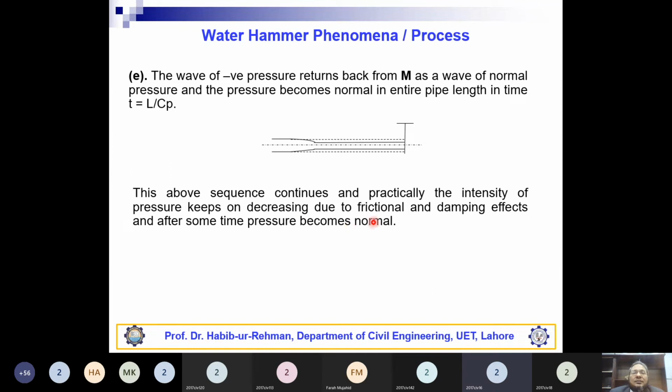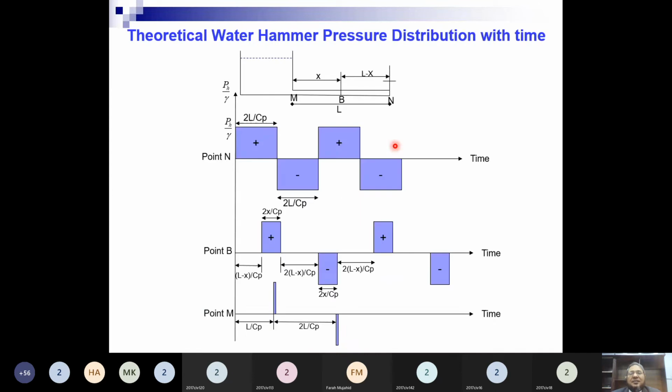Yes, sir. Now the main thing is that the above sequence continues, and practically the intensity of pressure keeps on decreasing due to frictional and damping effects. And after some time, pressure becomes normal in the pipe. This happens when we close a valve instantaneously.